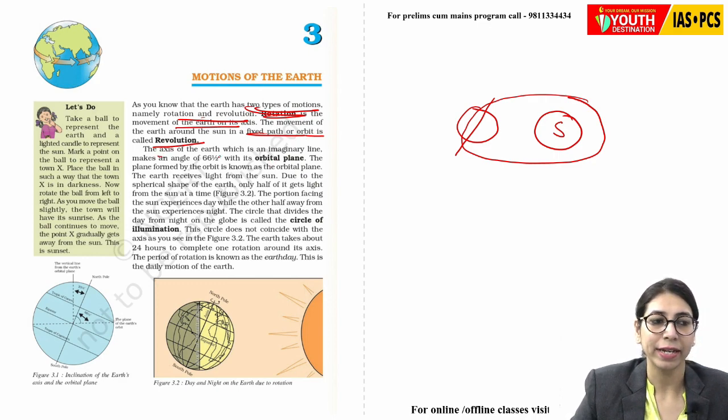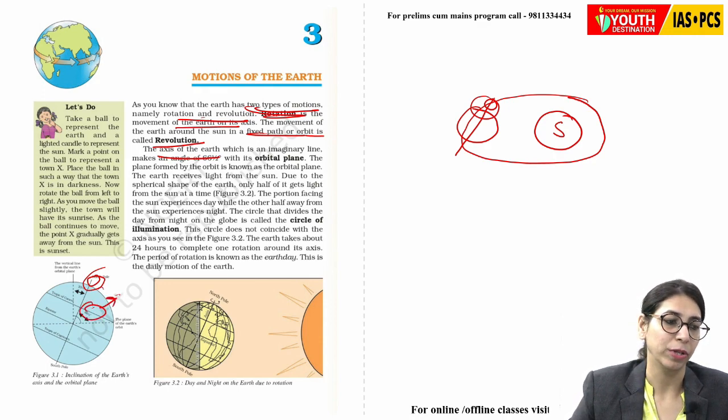And the axis of the earth, which is this axis, is an imaginary line, as we can see here. This axis actually makes an angle of 66.5 degrees with its orbital plane. So the 66.5 degree angle is with its orbital plane, okay?